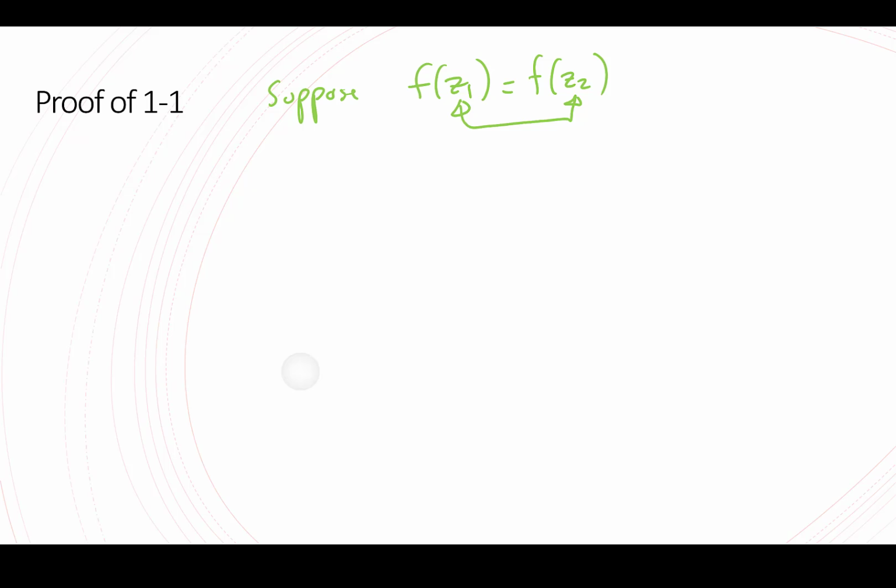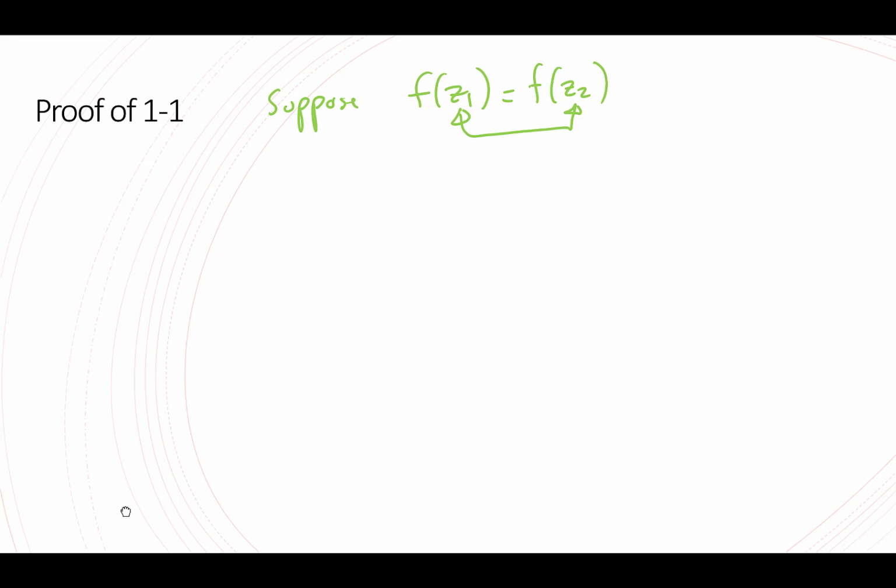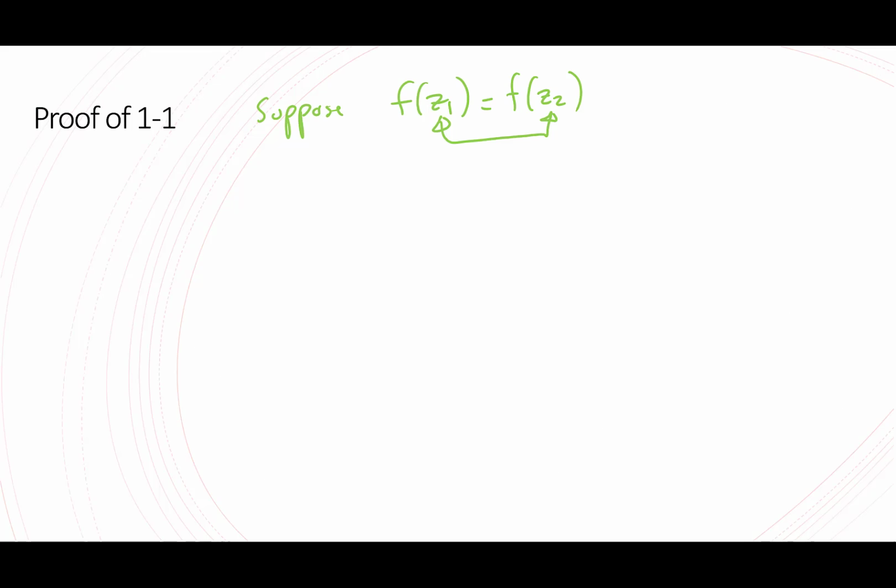All right, so if this is true, by the definition of our function, we get (az1 plus b) over (cz1 plus d) has to be equal to (az2 plus b) over (cz2 plus d). And you might be like, great, now what do we do from here? Well, let's go ahead and cross multiply.